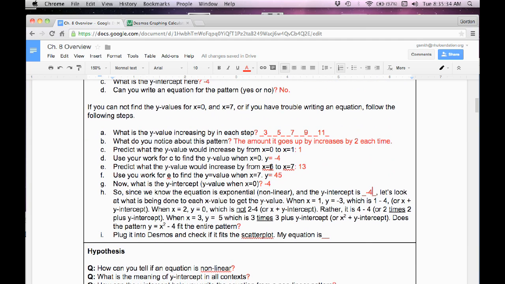Okay, so when x equals 3, y equals 5, and 5 is 3 times 3 plus the y-intercept, which is -4. So it's x squared plus the y-intercept. If the y-intercept is -4, then does the pattern x squared minus 4 fit the entire pattern? We just checked it. It does.